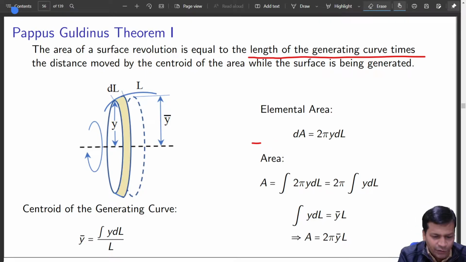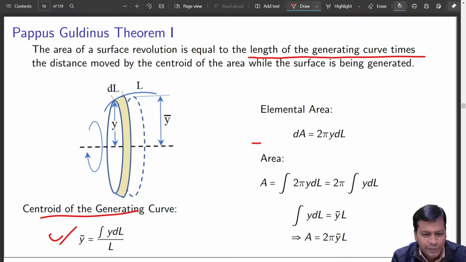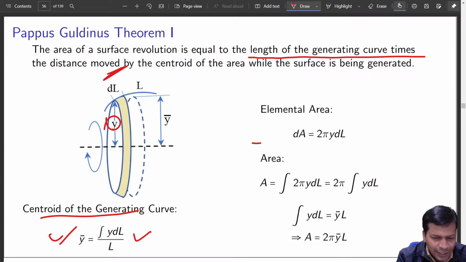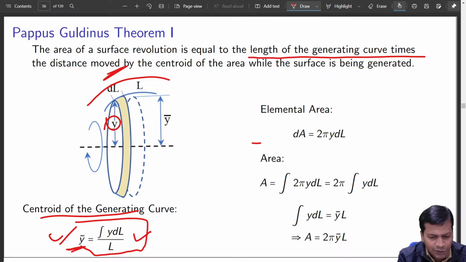So the centroid of the generating curve, that is here, y bar is equal to the integral of y dl divided by the total length, where L is the total length. If you take this one, that should be y bar. This is your standard thing. There is nothing special over here. Got it?